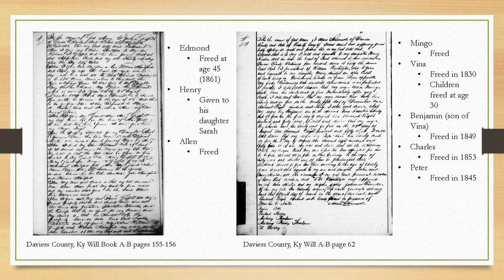There's Benjamin, who's a son she already has. He gets freed in 1849. Charles is freed in 1853. And Peter is freed in 1845. I'm assuming, based on the age given to Vina's future children, that this is all when these people are turning 30. And he actually gives specific dates in those years. So we can kind of assume we get their birth dates from this. You just count back from the years given.